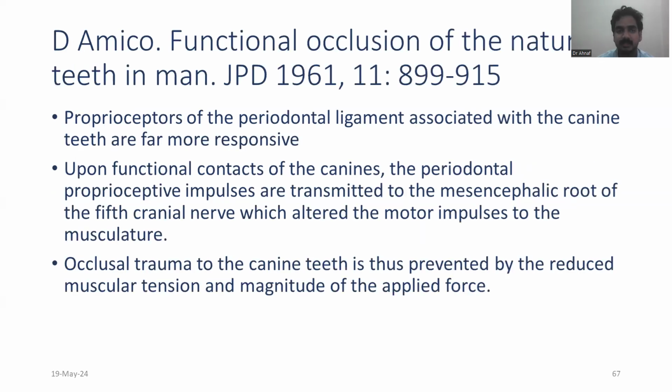So this is an article by Amitu, JPD 1961, Functional Occlusion of the Teeth in Man. He says the proprioceptors of the periodontal ligament associated with the canine teeth are far more responsive than those of other teeth. So upon functional contact of the canines, the periodontal proprioceptive impulses are transmitted to the mesencephalic root of the fifth cranial nerve, which alters the motor impulses to the muscles. So occlusal trauma to the canine teeth is thus prevented by the reduced muscular tension and magnitude of the applied force.